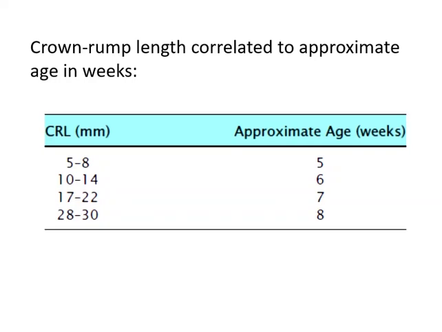So from 5 to 8 millimeter crown rump length, the age of the embryo is around the 5th week. From 10 to 14, around a 6 week age embryo. From 17 to 22, about the 7th week of development. From 28 to 30, around the 8th week of development. That is regarding the embryonic period.